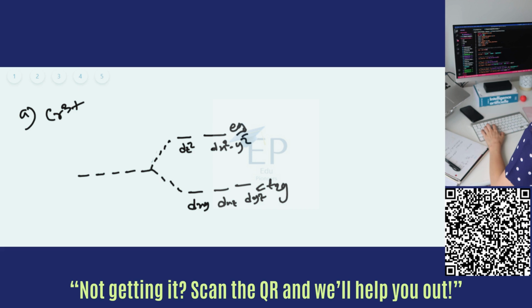So for chromium 3 plus, we know that chromium's electronic configuration is argon and then 3d6 4s1. For Cr3 plus, we will have to get rid of this s electron and two of these d electrons, and we will have argon and then 3d.